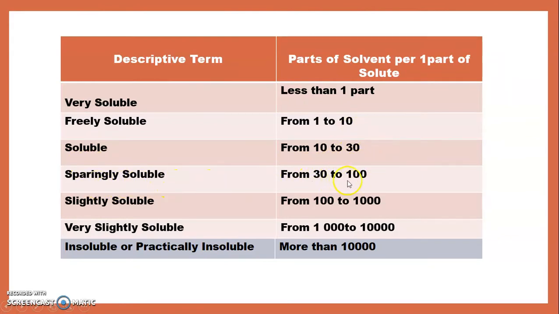Sparingly soluble means from 30 to 100 parts remain insoluble. Slightly soluble, here the quantity increases: 100 to 1000 parts are not soluble. Very slightly soluble means from 1000 to 10,000 parts are not soluble. Insoluble or practically insoluble means more than 10,000 parts remain insoluble.